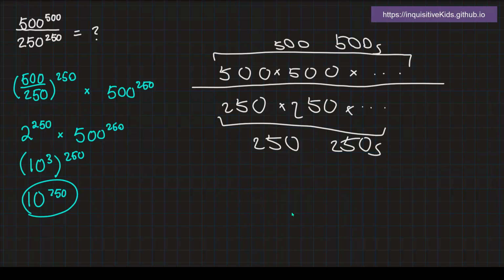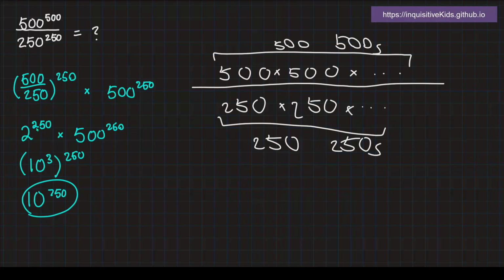Now what you can see here is that there are in fact 250 groups of 500 over 250s. So what I did was I separated that out. So I have 500 divided by 250 to the 250th power times the remaining 500s being multiplied together, which was 500 to the 250th power. And then after simplifying this, I had 2 to the 250th power times 500 to the 250th power.